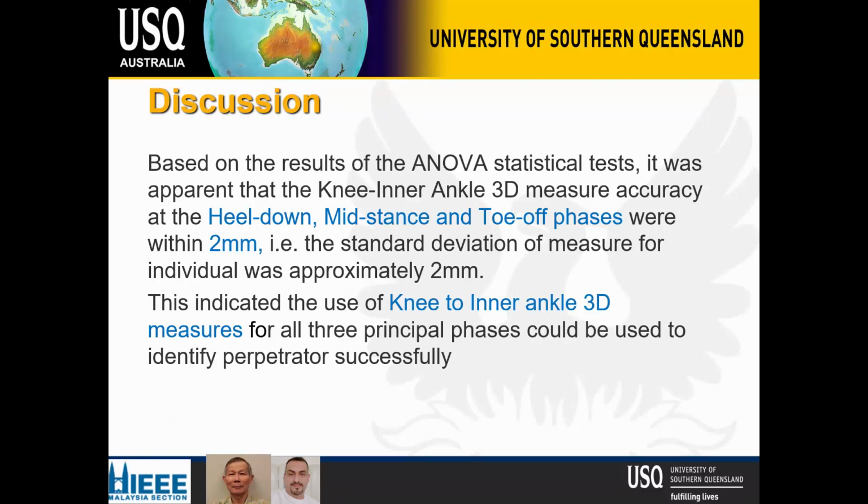Discussion. Based on the results of the ANOVA statistical test, it was apparent that the knee to inner ankle 3D measure accuracy at the heel down, mid stance, and toe off phases was within 2 millimeters. That means the standard deviation of the measure for an individual was approximately 2 millimeters. This indicates that the knee to inner ankle 3D measure of all three principal phases could be used to identify a perpetrator successfully.